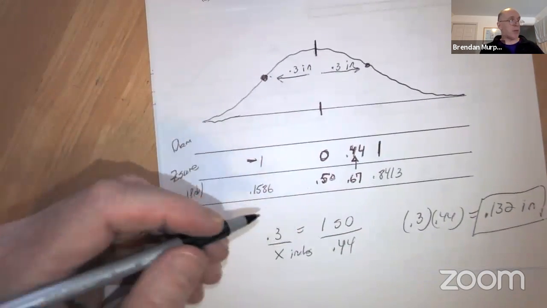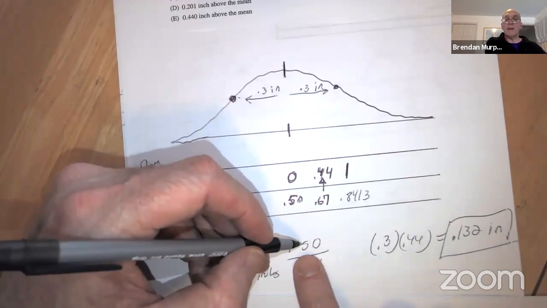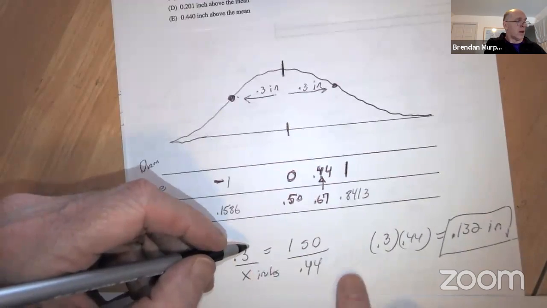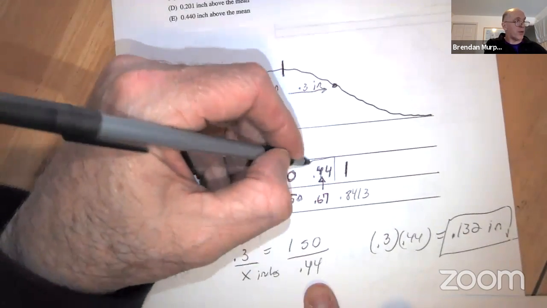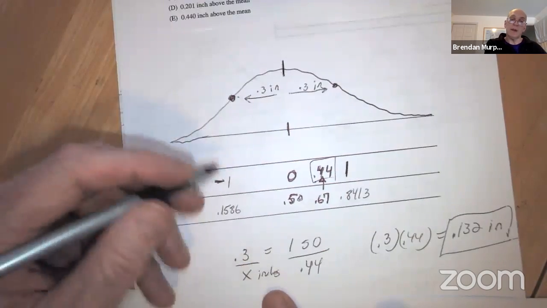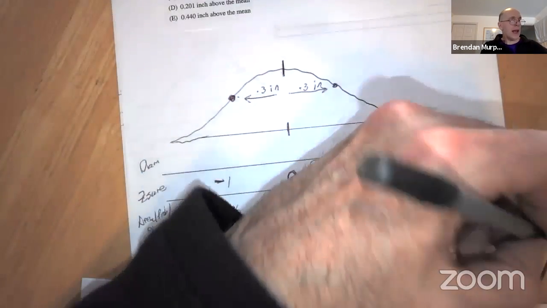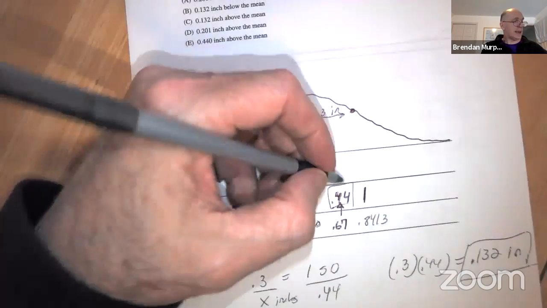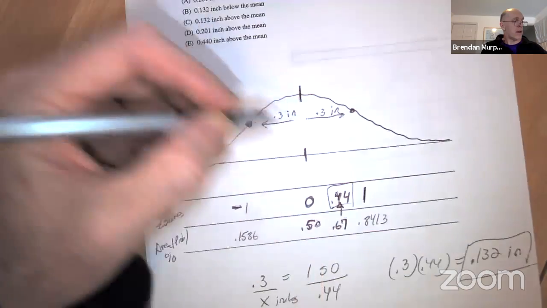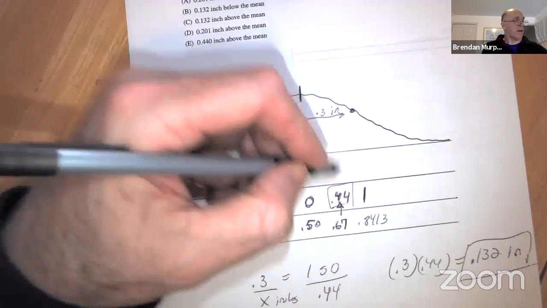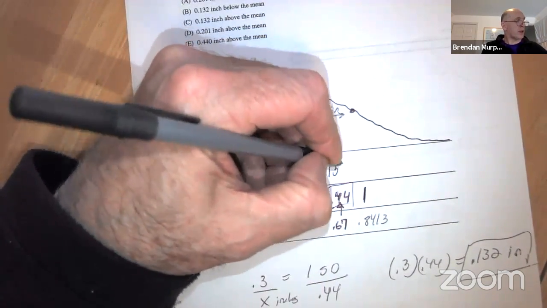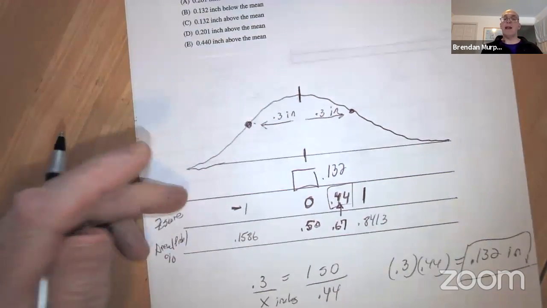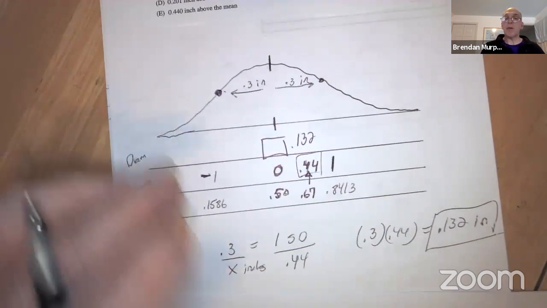So down here, I just set up a simple proportion. I said, well, I know that 1 standard deviation is 0.3 inches, so 0.44 standard deviations is how many inches? I cross multiplied, did a little math, and I got 0.132 inches. So if you're at the 67th percentile, your z-score is 0.44, and you're 0.132 inches greater than the mean, and I still have no idea what that number is. So that's a nice little problem.